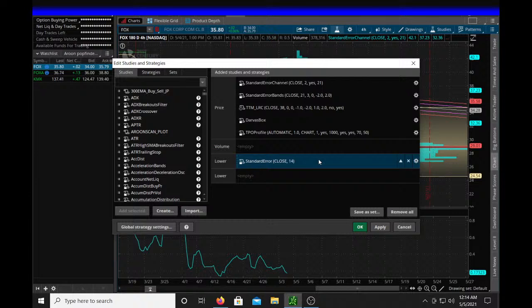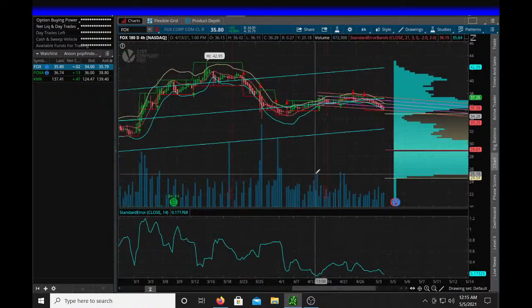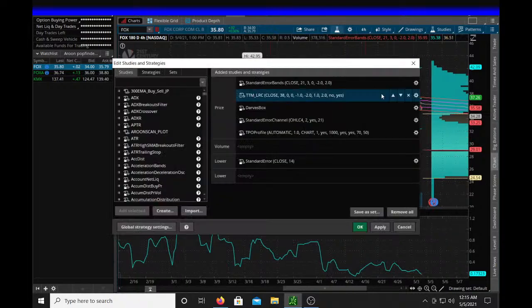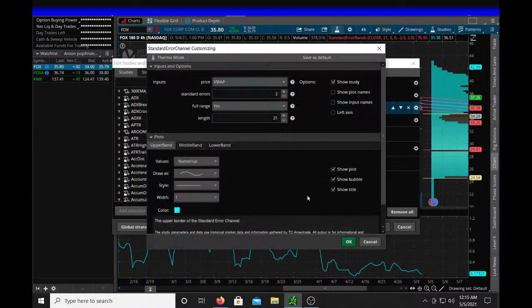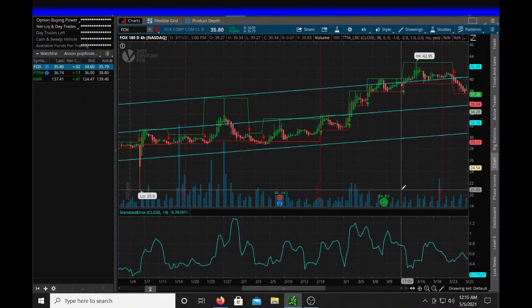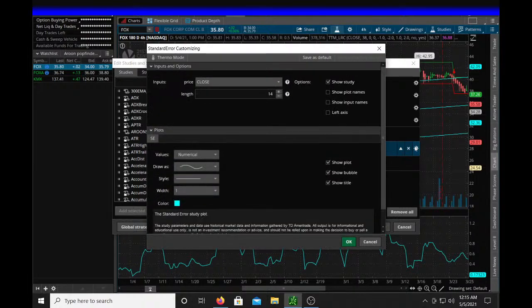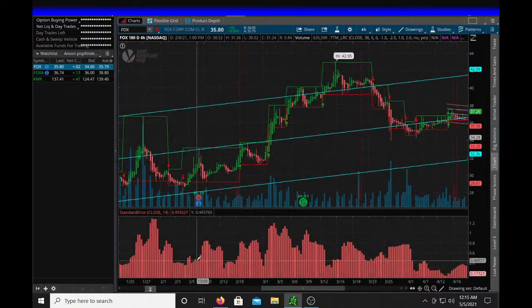Hmm. 21 period. Price close, open, high, low. Let's change that. Okay. Let's get rid of the standard error bands. Change it to VWAP. Let's see if we can change anything in standard error. No. You can just change how it looks. Error, error. Okay. Make it look a little bit like a histogram.